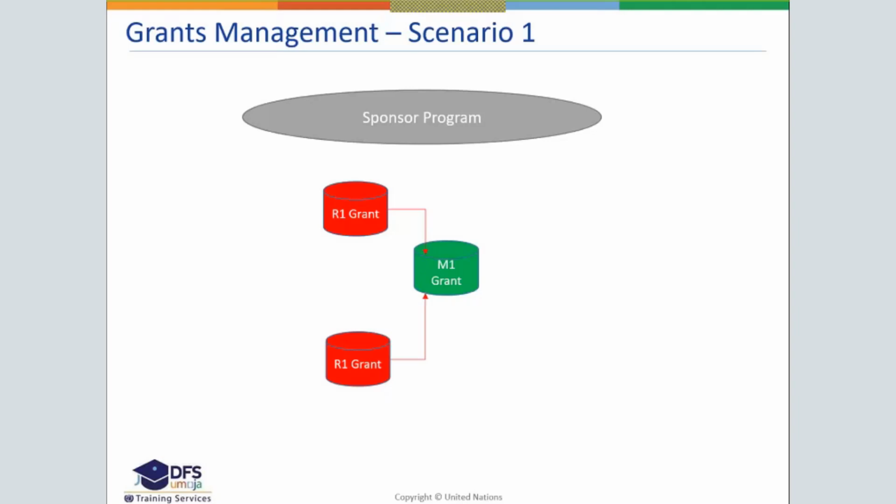Now we have to know which cost objects we will need. Remember that we have to receive the income from each one of the donors. We will have one revenue internal order for this R grant and another revenue internal order for this R grant.